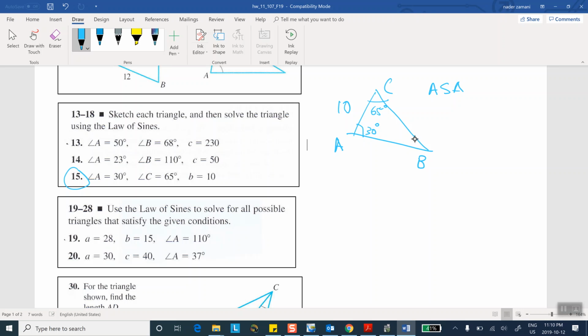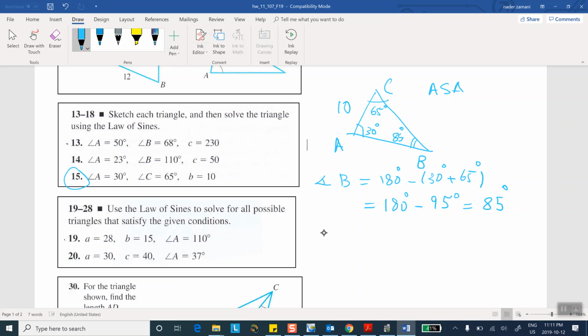Okay, so let me see now. Angle B is going to be 180 minus 30 plus 65. So this is 180 minus 95, and this is 85 degrees. So this angle we found, it's 85 degrees approximately, okay?